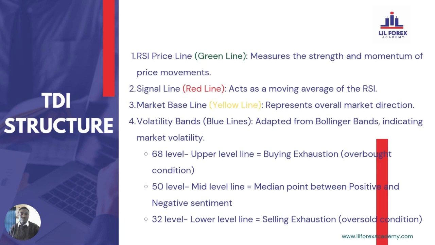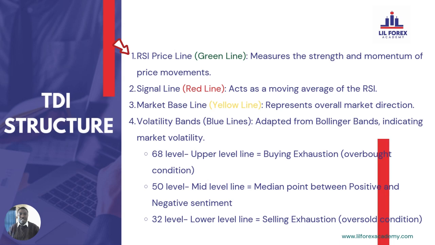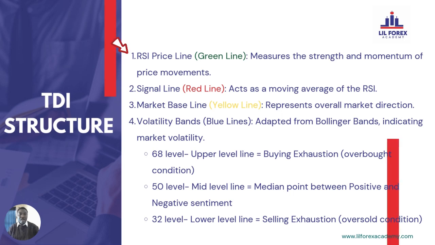So when it comes to the components of the TDI, we have the green price line, which measures the strength and momentum of price movement. So the green line is your RSI price line, which measures how the strength and the momentum in the price is. Okay, and the second component is the red signal line.